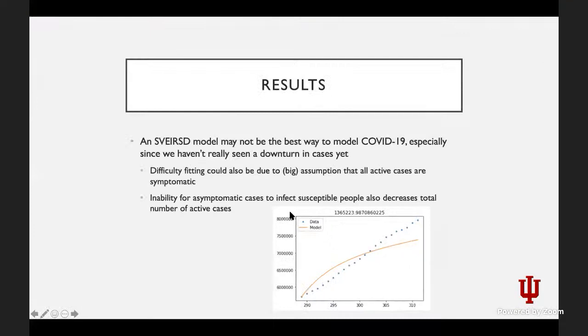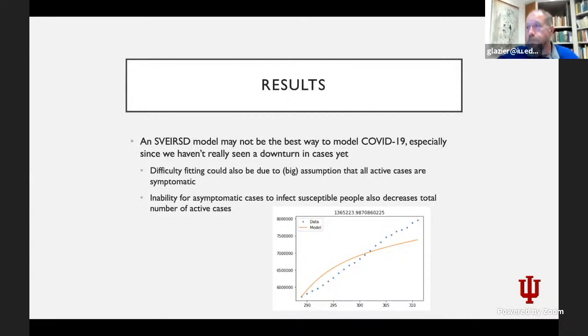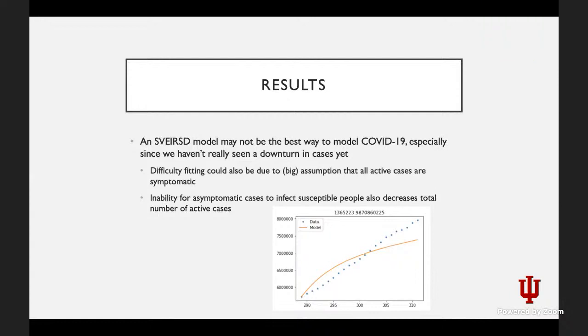Okay, so I kind of already talked about this a bit, but it looks like to me when I was looking at the fitting that the model I used might not be the best way to model the situation, at least right now, because we haven't really seen a downturn in cases yet. Could maybe be because of the assumption that all active cases are symptomatic, and maybe perhaps also the inability for asymptomatic cases to infect susceptible people decreases the total number of active cases we could possibly have.